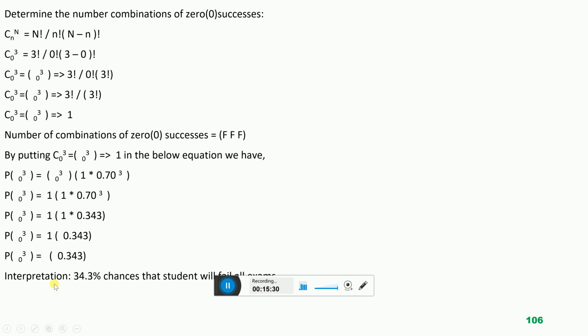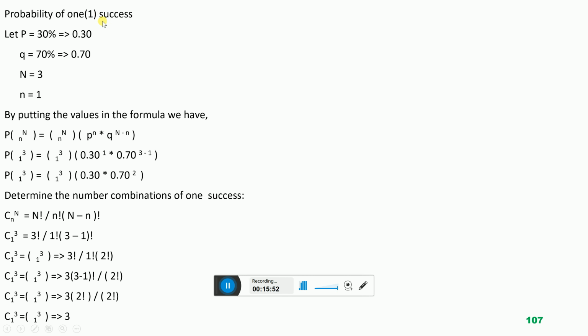What does this mean? What is the interpretation? This means there is a 34.3% chance that the student will fail all exams, or the student will not pass even a single exam, or a 34.3% chance that the student passes 0 exams.